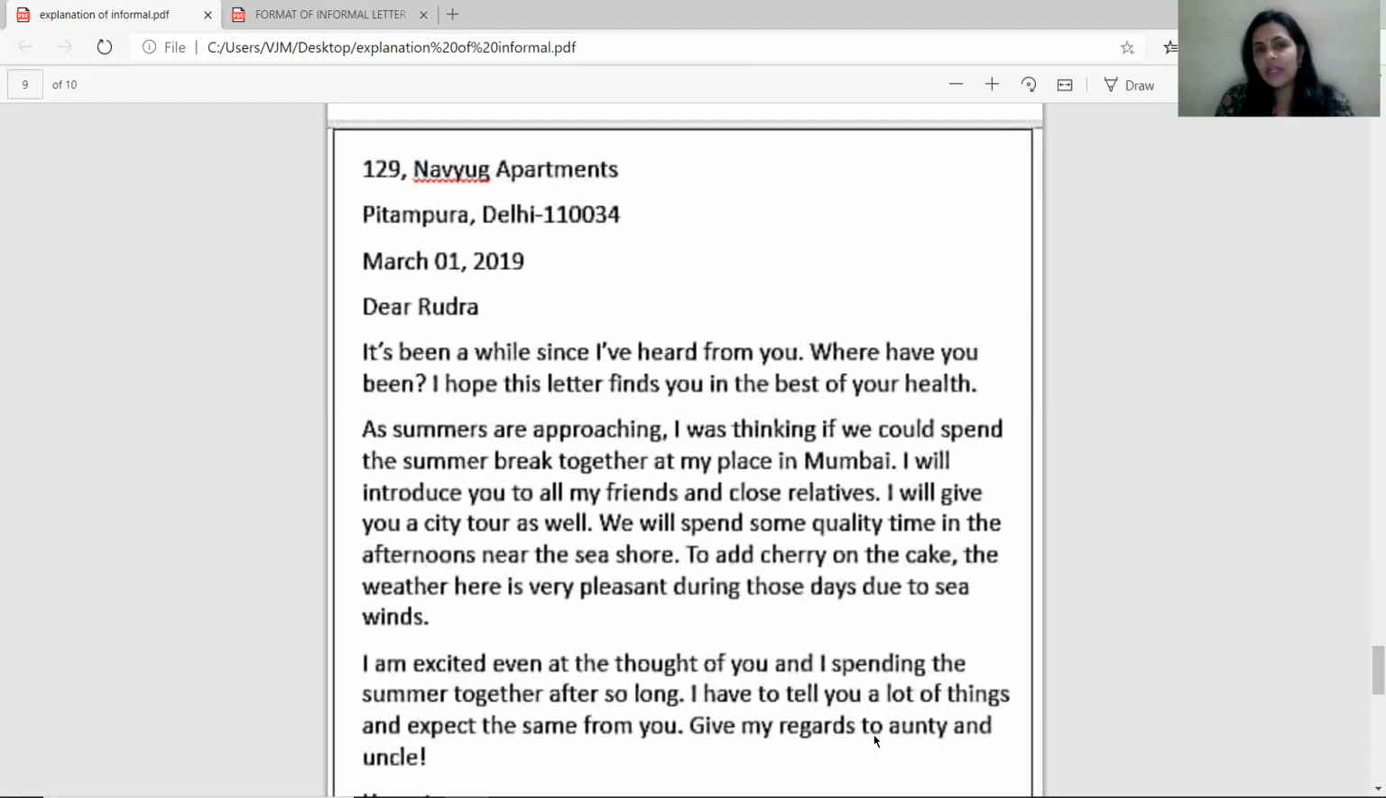Date: you can write any random date if you are writing it for examination purposes. But if you are really writing a letter, then you have to use the exact date. So it begins with 129 Navyug Apartments, Pitampura, Delhi, and the pin code if you wish to give, otherwise don't. Then the date, then the salutation, Dear Rudra. Okay, it has been a while. See, I told you how to start, how you have been so long. So it is just a new way to start a letter.